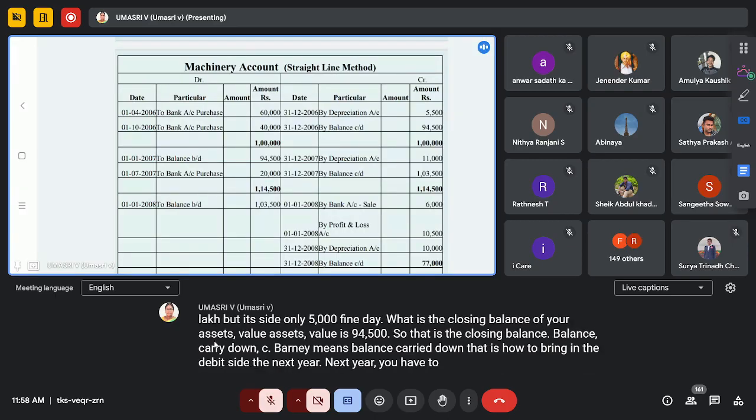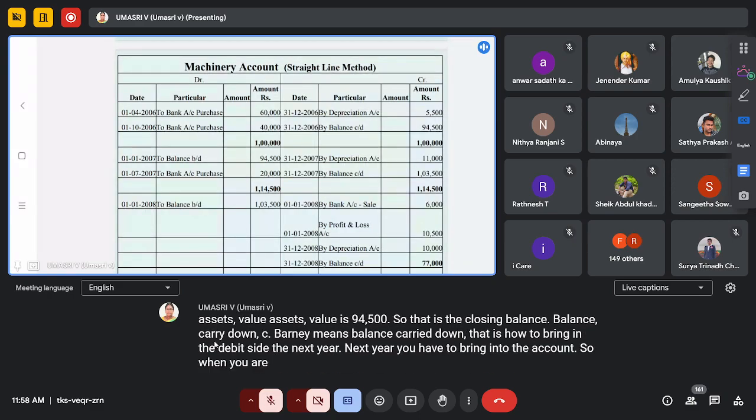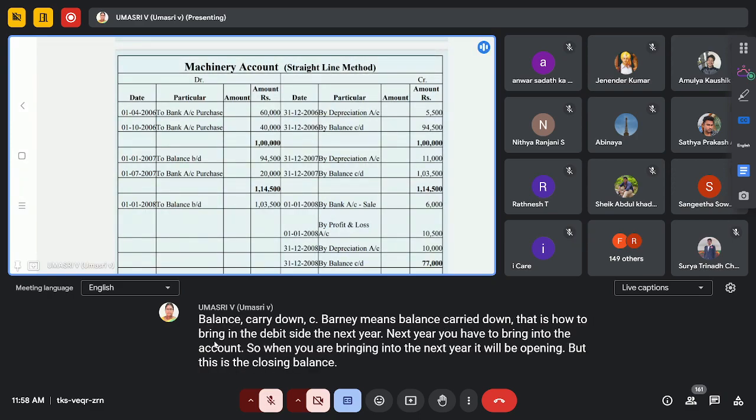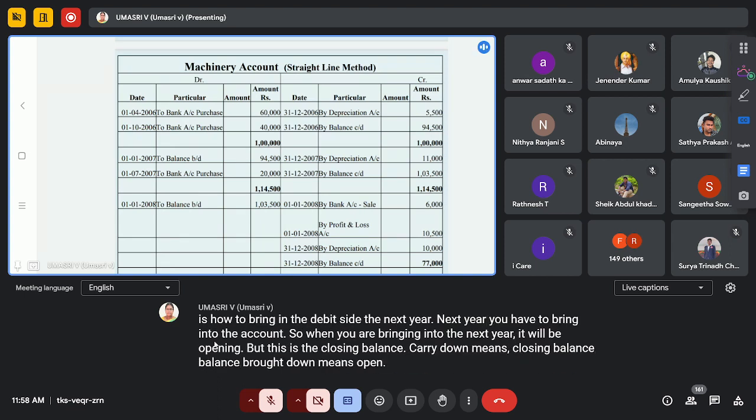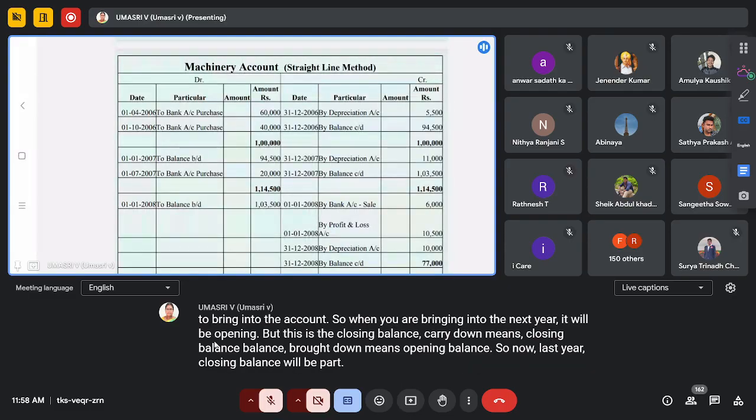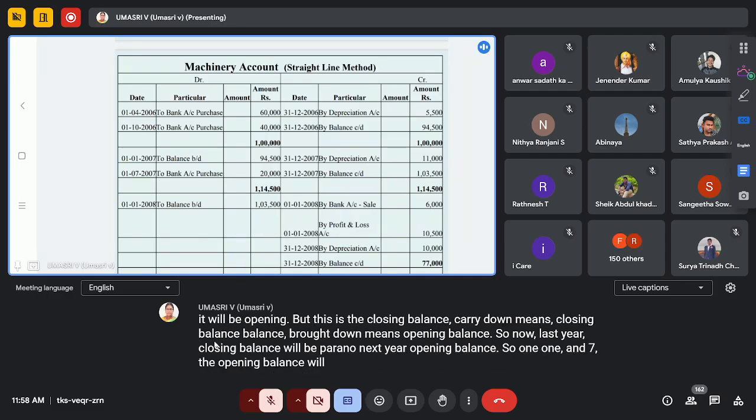Next year you have to bring it into the account. So when you bring it into the next year, it will be the opening balance. This is the closing balance. Balance carried down means closing balance. Balance brought down means opening balance. So last year's closing balance will be the next year's opening balance. So on 1/1/2007, the opening balance will be 94,500. See the next one.